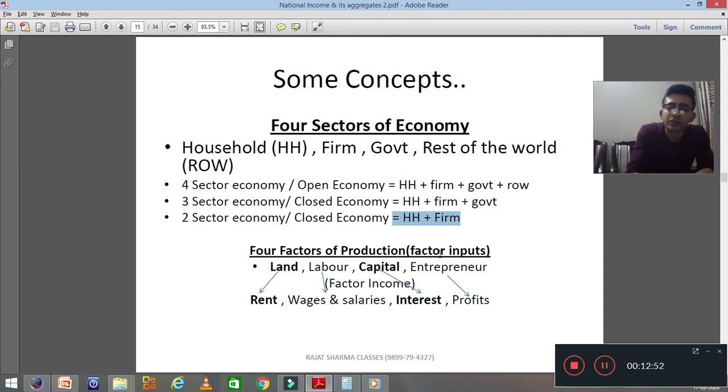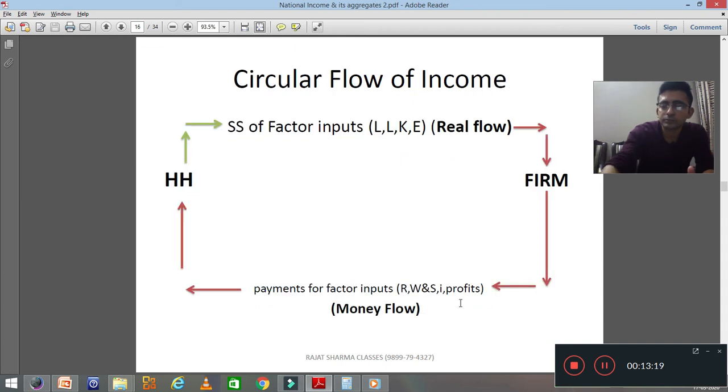There are four factors of production also: land, labor, capital, and entrepreneur. The factor inputs from which we do the production: land, labor, capital, and entrepreneur. Land earns rent, labor earns wages, salaries, capital earns interest, and entrepreneur earns profits. These are some basic concepts you might have heard, learnt, studied in class 11th as well, just to brush up.